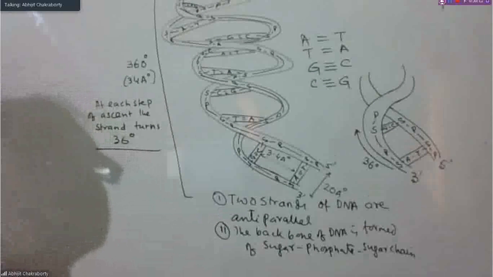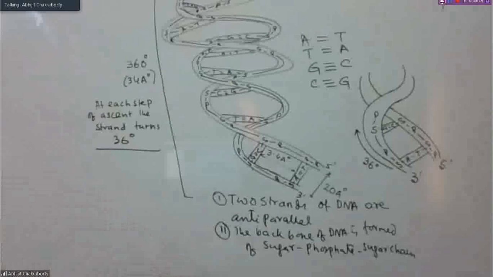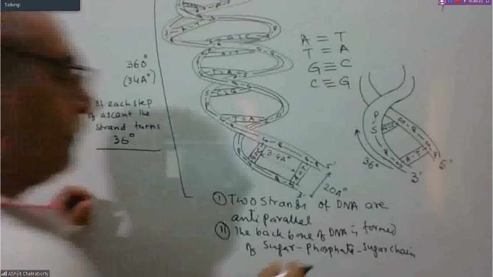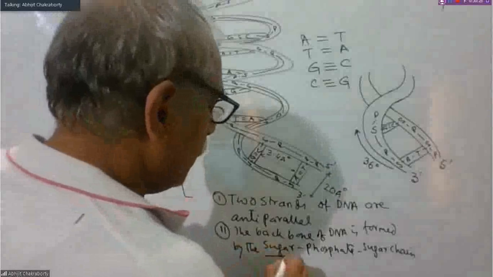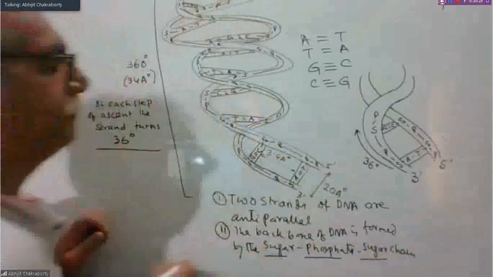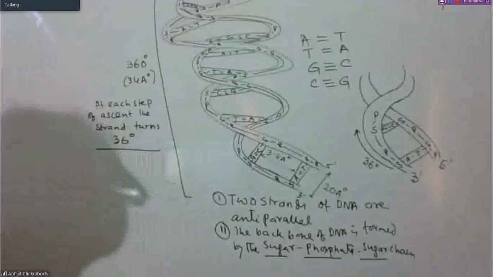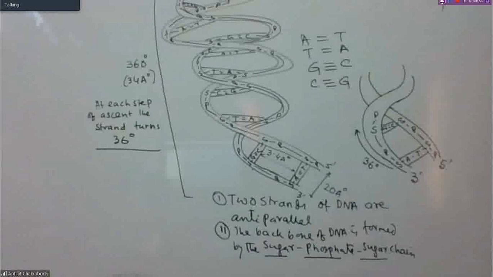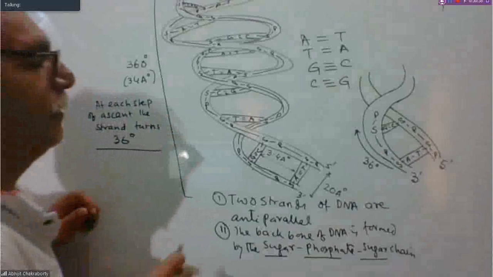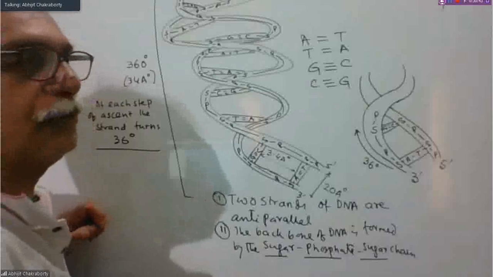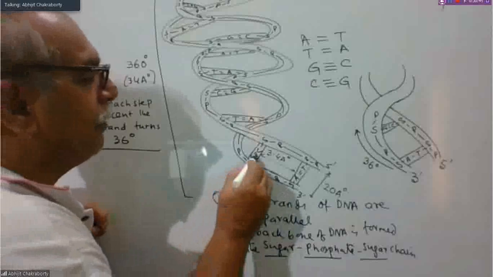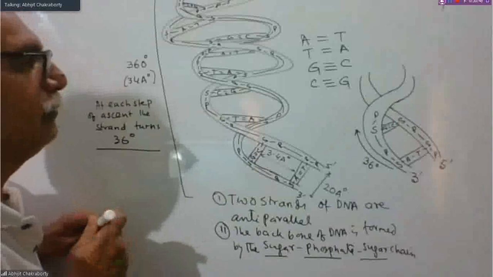Two strands of DNA are antiparallel and are bound by the sugar phosphate sugar chain. And nitrogen bases are found perpendicular to this backbone. Remember this thing. Nitrogen bases are found perpendicular to this backbone, more or less.